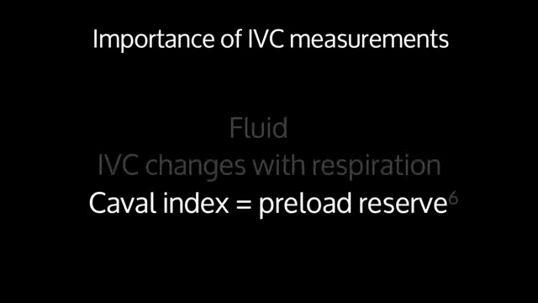The caval index is the percent collapsibility of the IVC throughout the respiratory cycle and is considered a predictor of preload reserve, or in other words, a predictor of how much fluid the patient can receive before you run the risk of pleural edema or effusion.